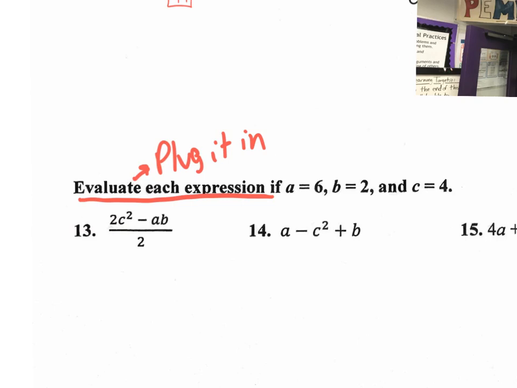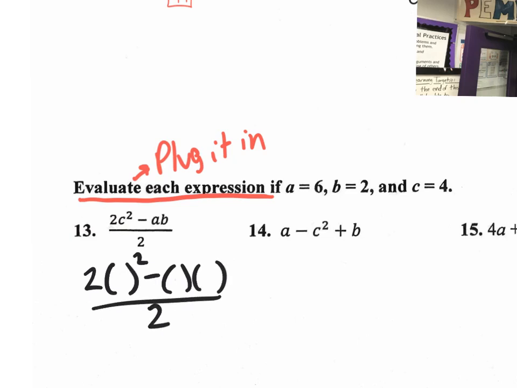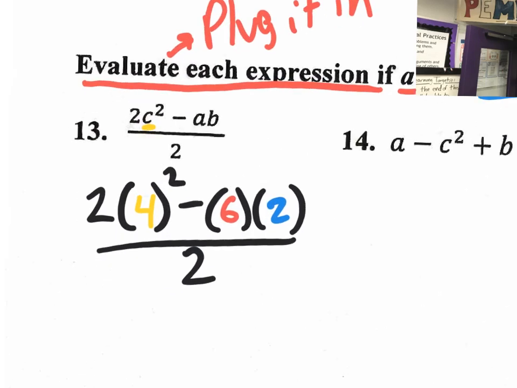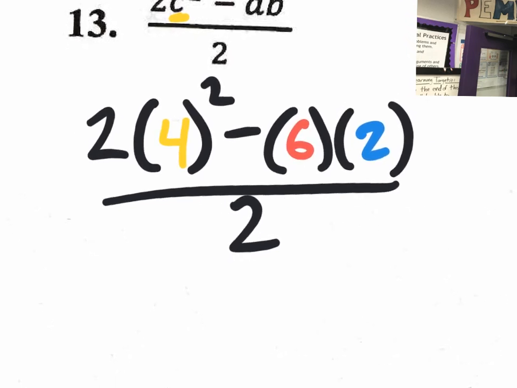So let me rewrite number 13. 2c squared, notice that I put parentheses squared, minus a times b, all divided by 2. So what I'm going to do now is identify the values that I need to plug in. So my c value here is actually going to be 4. C is 4, so I put a 4 right there. Okay. My a value is 6, so I put a 6 right here. And my b value is 2, so I put a 2 right here. Okay. And now we're going to focus in on this math. And again, PEMDAS.